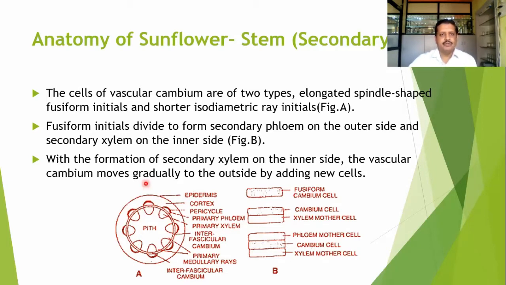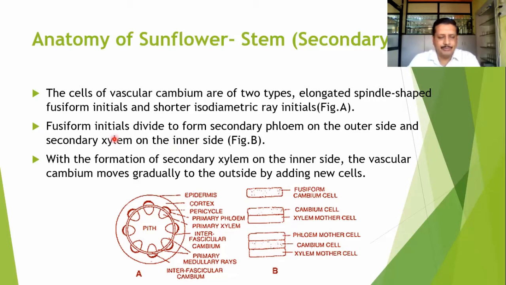So here you can find these are two types of the fusiform initials and short isodiametric ray initials can be developed here. Then fusiform initials divide to form the secondary phloem. What is the function of the fusiform initials? It gives the secondary phloem on the outer side and the secondary xylem on the inner side. Now, what is on the inner side?